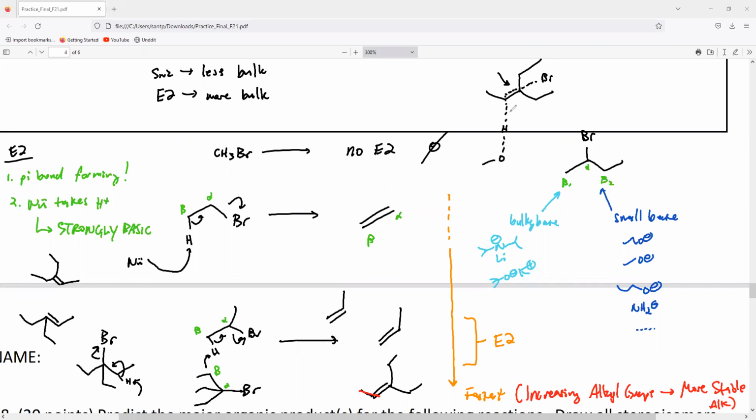So like this is a base taking this proton. This portion here is stabilized by the more R groups you have around it. So actually, really, I should put R here. Right. So the fact that there's 3 groups here stabilizes that transition state.